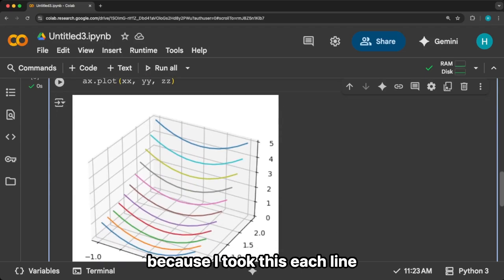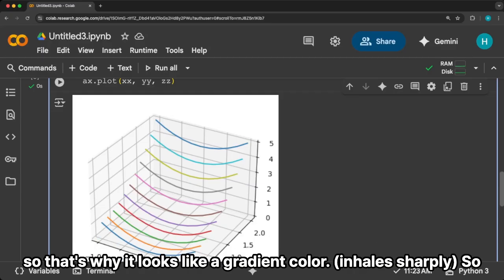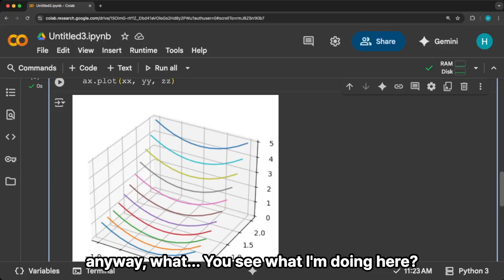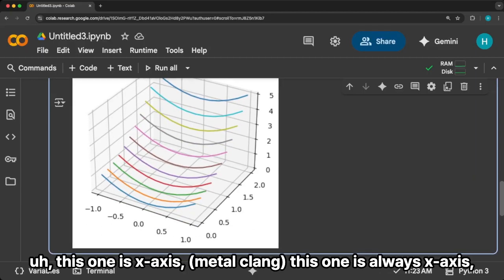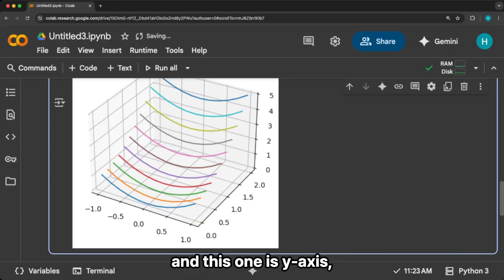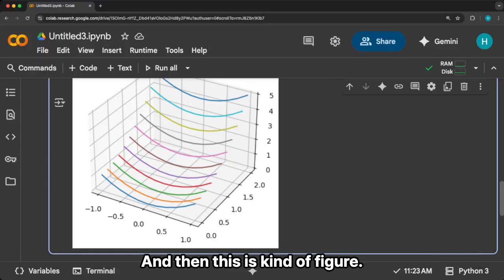All the colors are different because I took each line as a different plot. Every time we draw different lines, Python automatically sets different colors, so it looks like a gradient. What I'm doing here: in the Python 3-dimensional figure, this one is the x-axis, this one is the y-axis, and this one is the z-axis. At every y, the x coordinate changes from -1 to 1, and the z coordinate changes according to it. And this is the kind of figure you get.